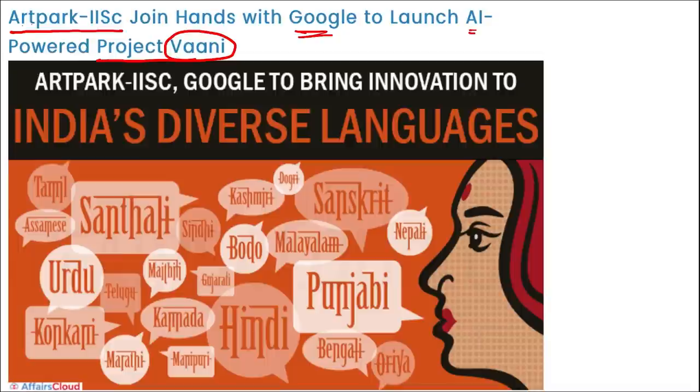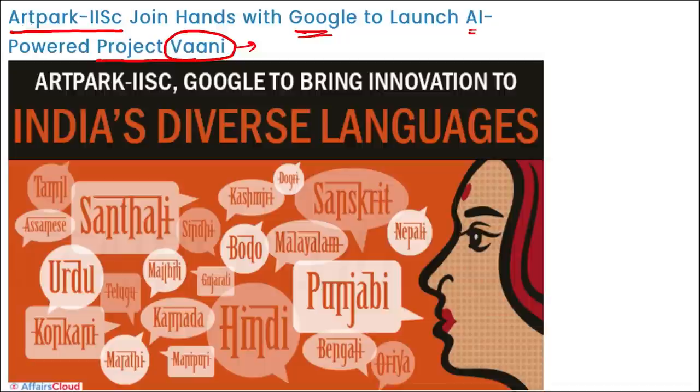This Project Vani is a Pan-India Inclusive Language Data Initiative for open sourcing data sets, launched at Google for India 2022. Let me say it again. What is Vani? Vani is speech. Alright, in Hindi, we say Vani. So consider it that this project was launched, Project Vani, a Pan-India Inclusive Language Data Initiative for open sourcing data sets at the Google for India 2022 event that was held in New Delhi.